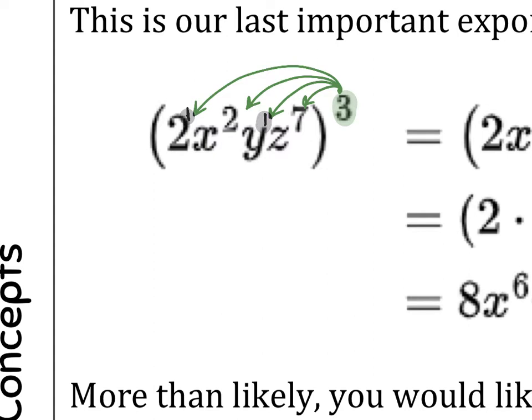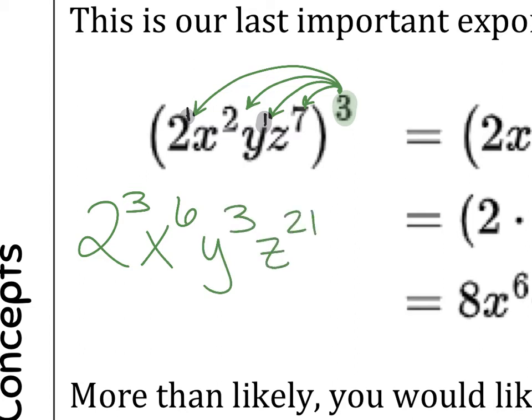So my next step in this problem, these ones you have to show work for, would be 2 to the 3rd power, x to the 6th power, y to the 3rd power, and z to the 21 power. Whoa, let's just make sure we understood how that happened. The only thing that's left to do after this is actually multiply out the number, because I can't actually multiply x to the 6, y to the 3rd, z to the 21, but I can multiply out 2 to the 3rd. Don't say 6.